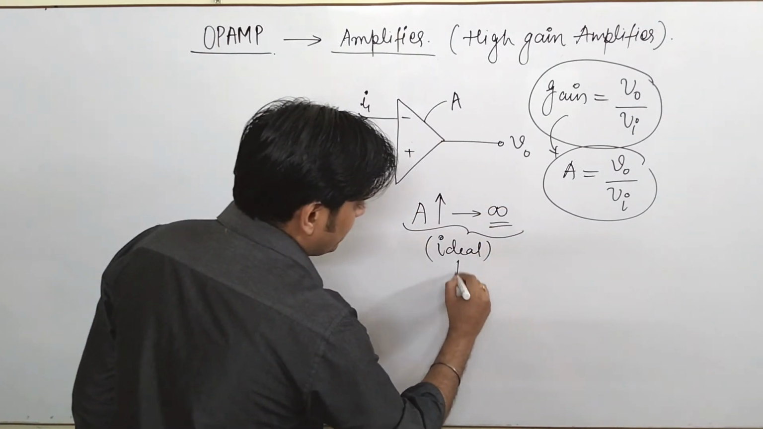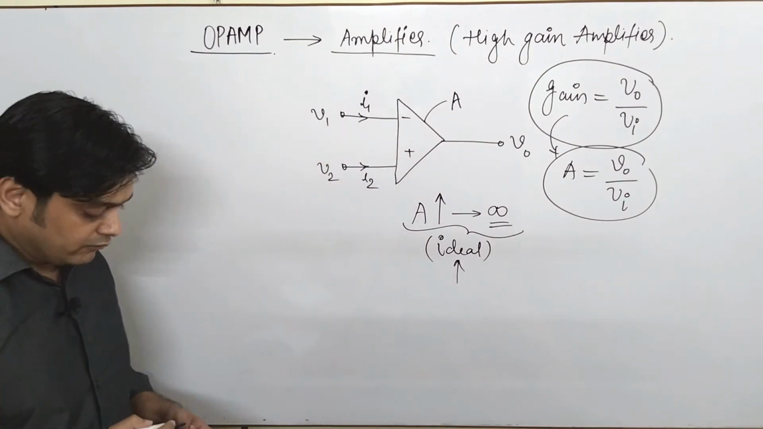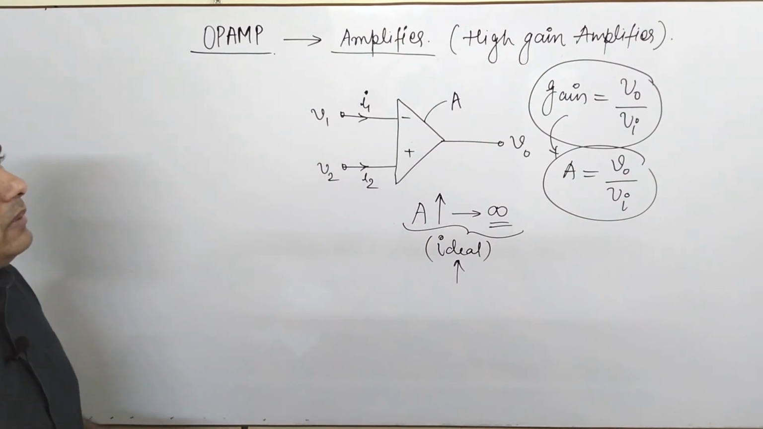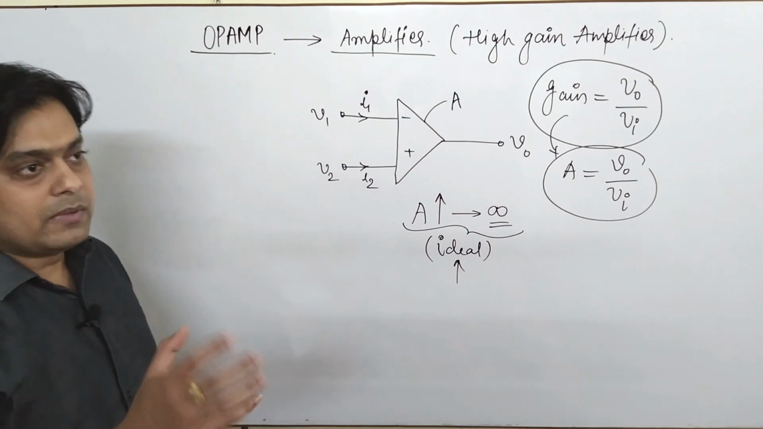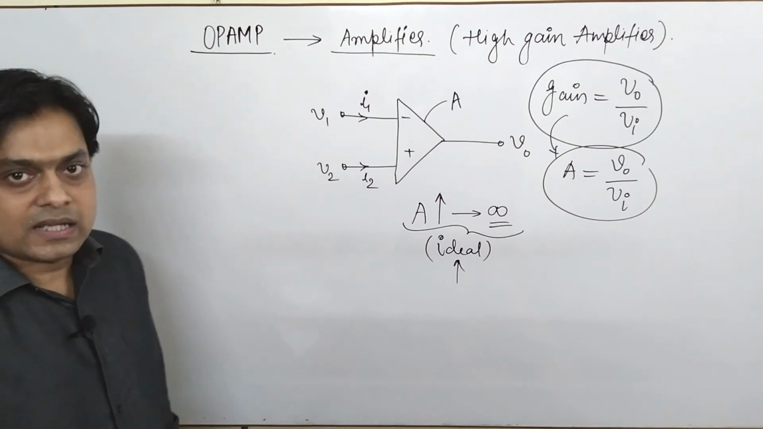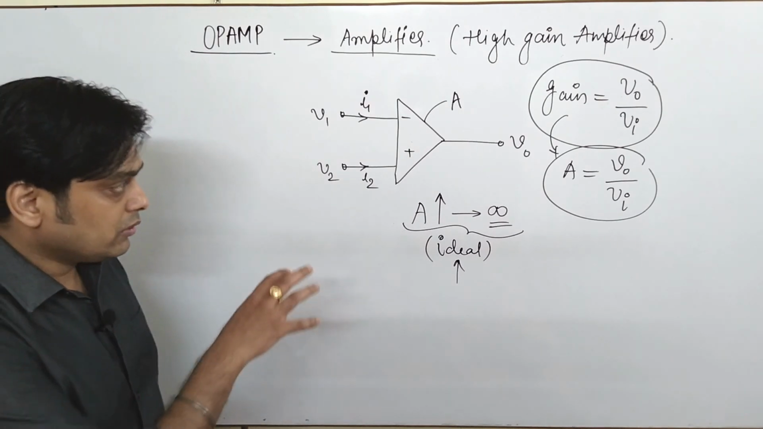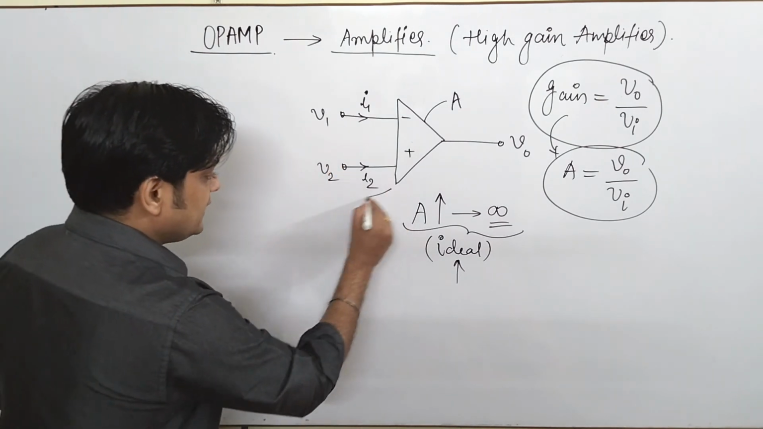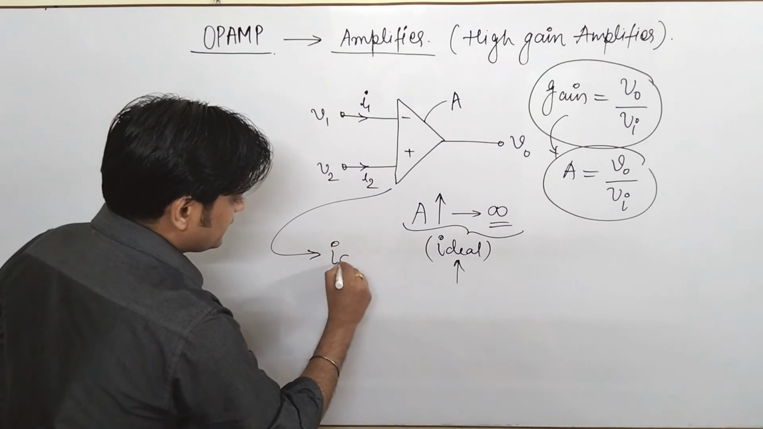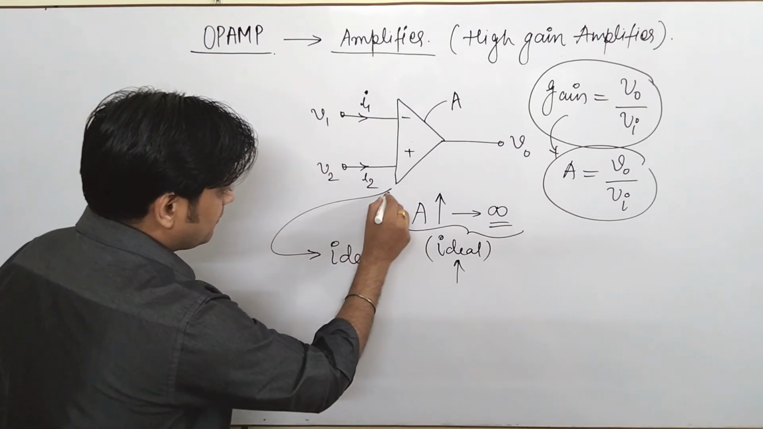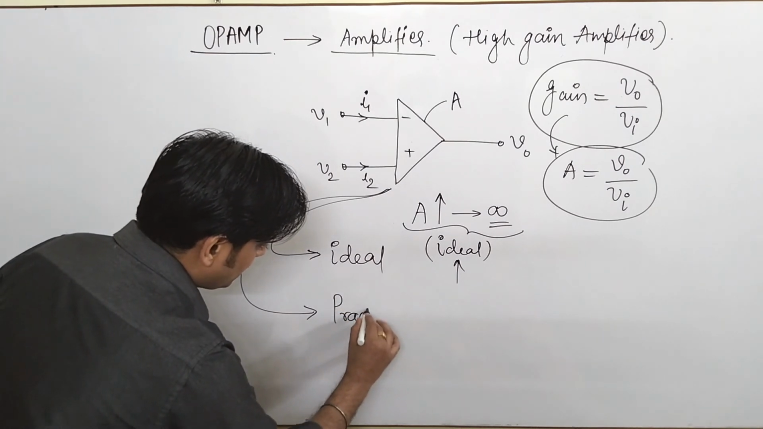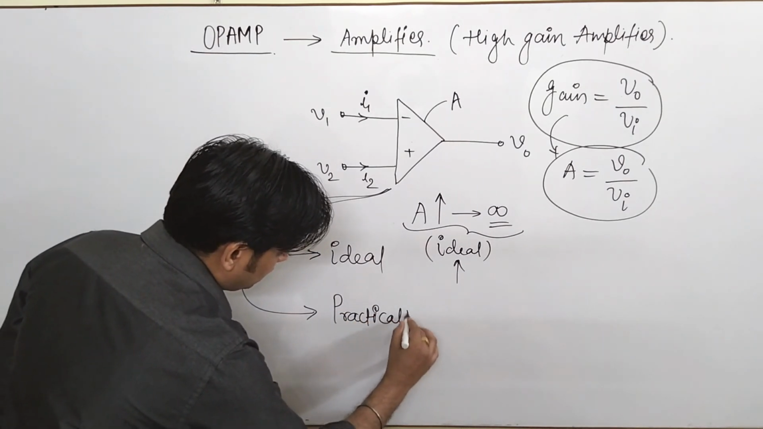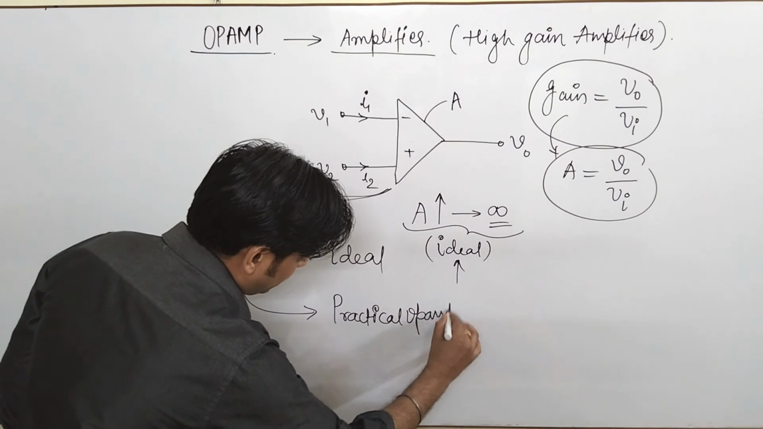That means ideally I can say this gain is infinite. Now the very important word which is coming here is ideal. What is the meaning of ideal? One very important thing comes to your mind: if some ideal things exist, then practical things also exist. So you can say that op-amps are basically divided into two classes. The first one is known as ideal op-amp and the other is known as practical op-amp.